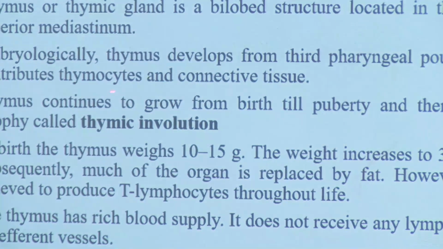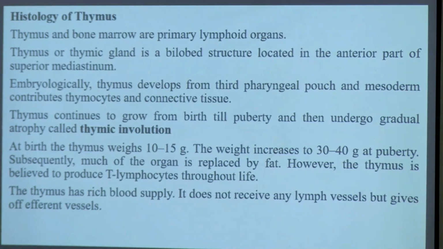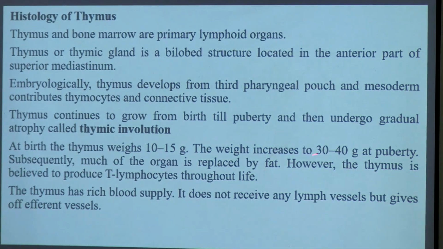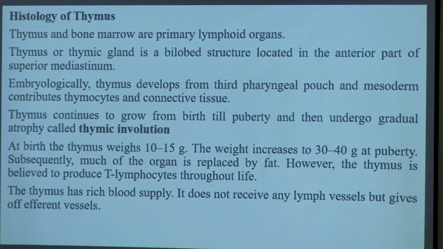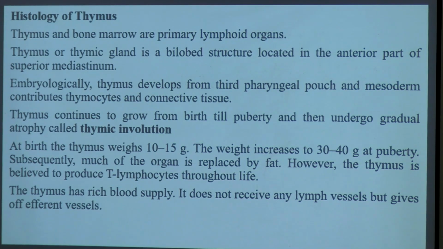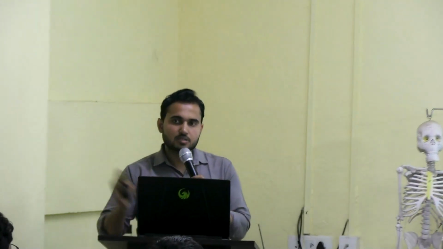Now embryologically it develops from the third pharyngeal pouch, and mesoderm contributes to the thymocytes. That is the development of the thymus. Now at birth, the weight is 10 to 15 gram. Then at puberty the weight increases to 30 to 40. Okay, and after that subsequently it reduces, and subsequently the organ is replaced by fat. Okay, so once the person is an adult, for example in cadavers, if you dissect now, you will not get the thymus.